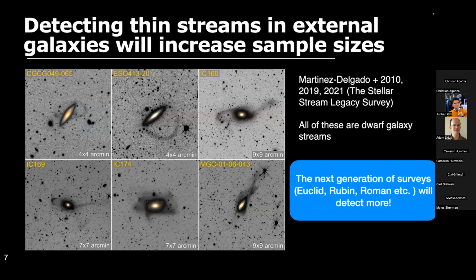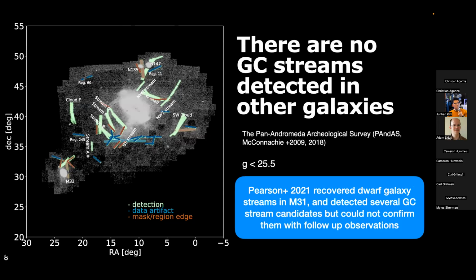So people have tried to look at this type of features around other galaxies. This is an integrated light image, so it's not really with all stars, but this is from the Martinez-Delgado Legacy Survey, where they're just imaging all these different galaxies to try to see tidal features in their halos. Most of these are probably dwarf galaxies that were being disrupted. But we expect that Roman and Euclid and other surveys will actually find a lot of these. There are no confirmed globular clusters in streams in other galaxies yet.